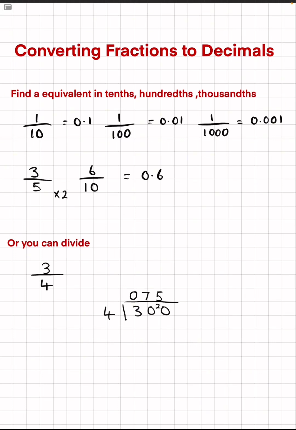Since we multiplied by 100 to make this number 100 times bigger, we need to do the opposite and divide by 100 to make it 100 times smaller. To divide by 100, we move the decimal point 2 places to the left. So the decimal point is here. So if we're going to move it 2 places to the left, 1, 2, the answer is 0.75.